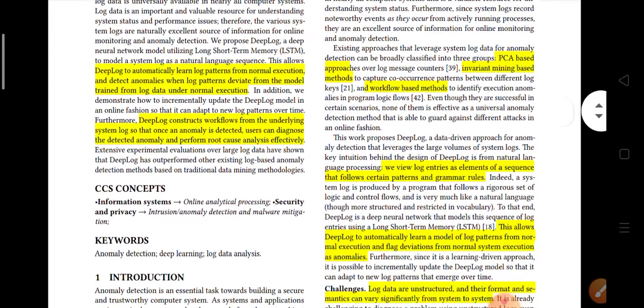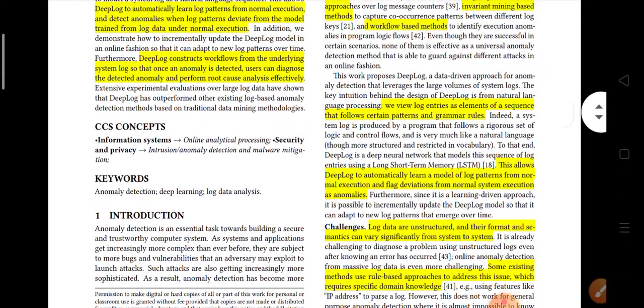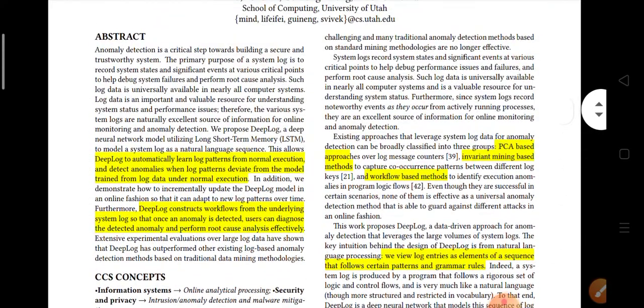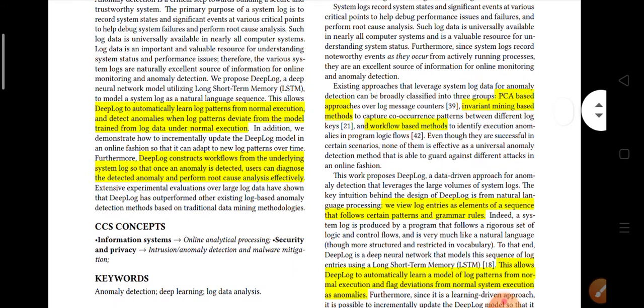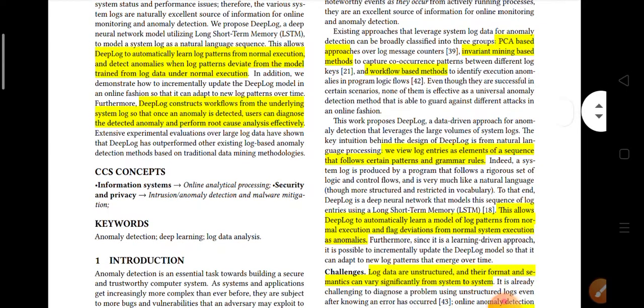So we are going into the topic, and the first part was the introduction. In the introduction, they say that previously there were three types of methods used for unsupervised anomaly detection on these log files. One was the PCA based approach, then invariant mining, and the third one is the workflow based method. This method overcomes the drawbacks of those methods.